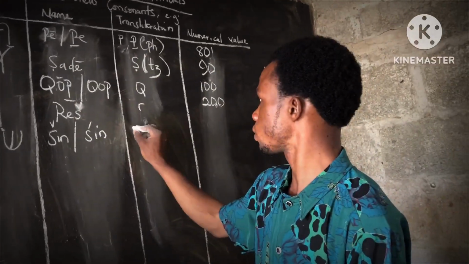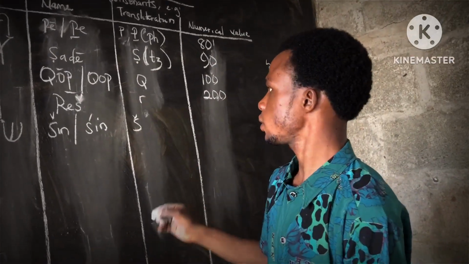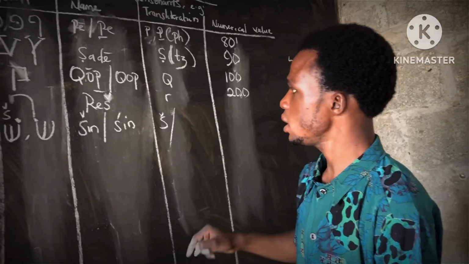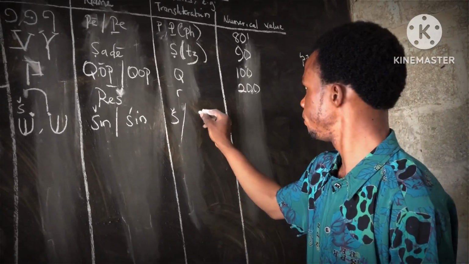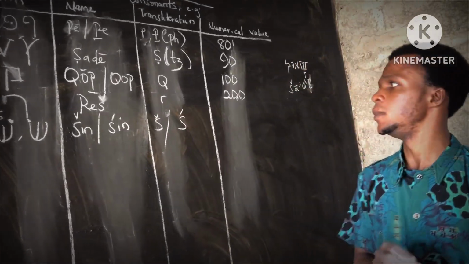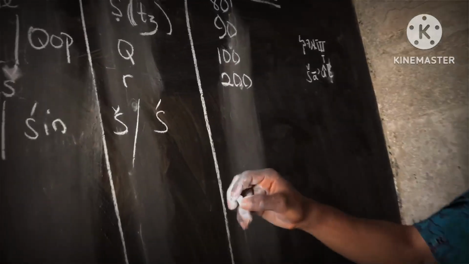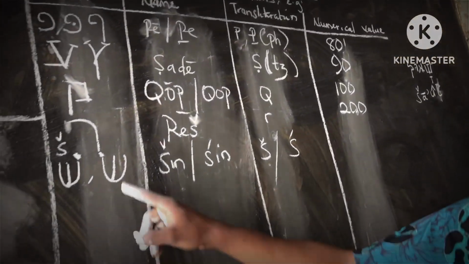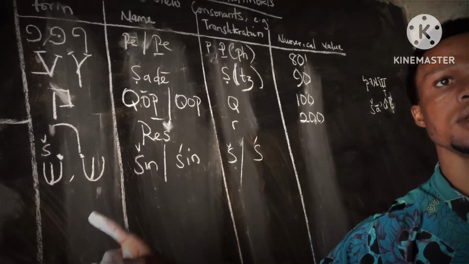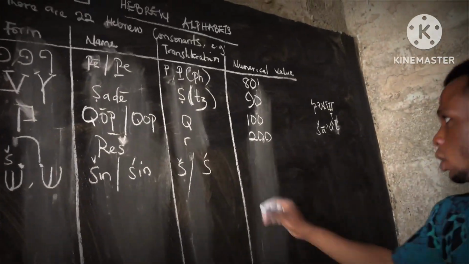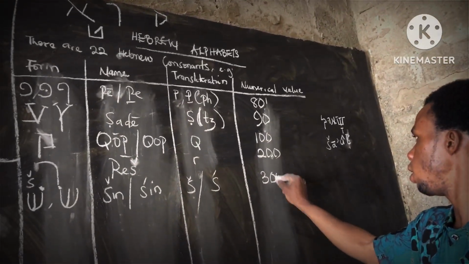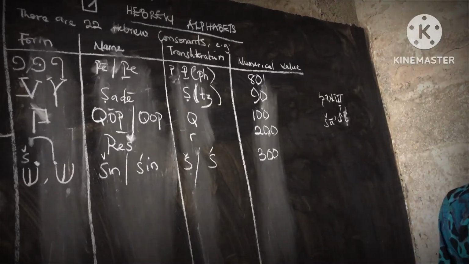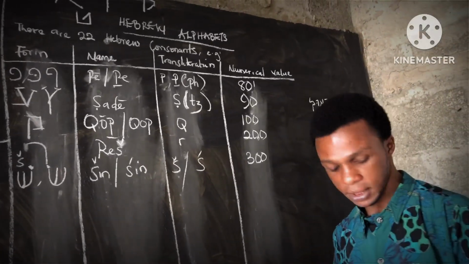Shin will be this, while Sin will be this. Shin, Sin. And that is number 300. So moving on to the last letter of the alphabet.